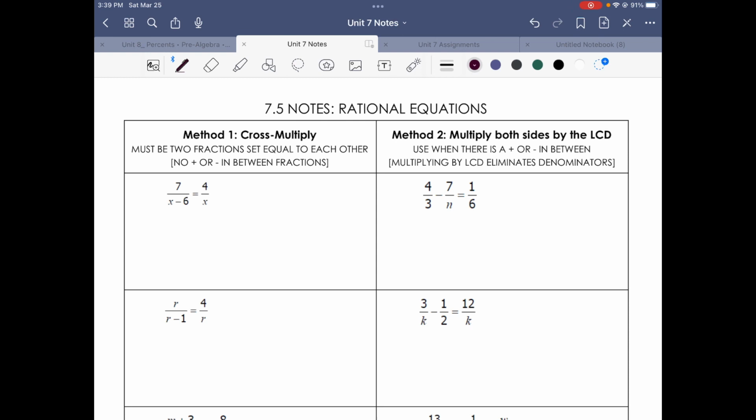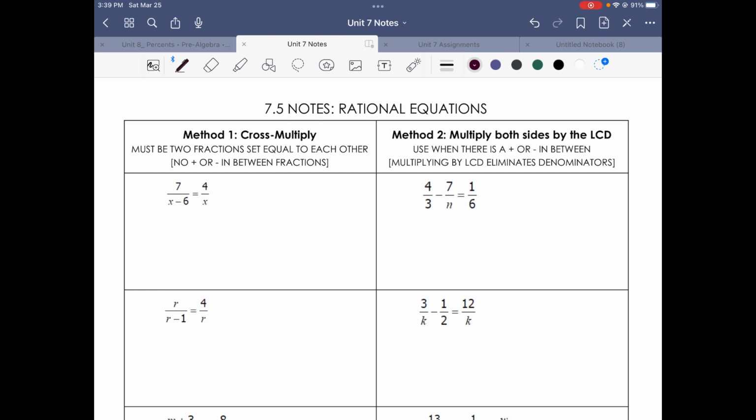Whereas when you multiply by the least common denominator, you'll notice that you have more than just two fractions. In fact, this one happens to have three. So if you have more than two fractions and they're not just equal to each other, then you have to use multiplying by the LCD. You can use the LCD for any problem. Cross-multiplying is the one that only works for certain ones. So with that being said, I'm going to start with the least common denominator.